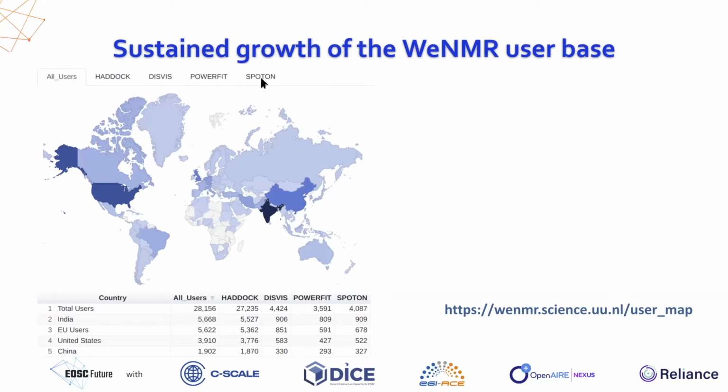Some of them, Haddock, this is PowerFit and Spotons. In total, there are 28,000 users, but this doesn't mean that there are 28,000 of active users. Some of the users basically register the portal and just connect to run a simulation and download the results.